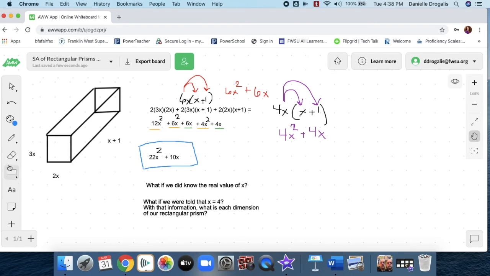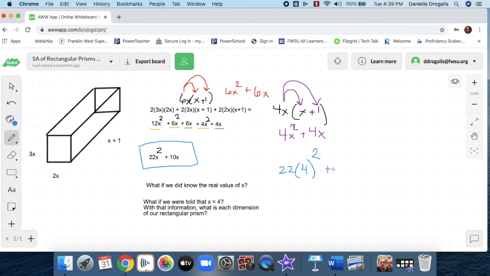But now let's say, maybe I'll do some writing. Now let's say we know the value of x, and so we're going to do 22 times, I'm going to use parentheses because I'm substituting 4 in for x. Whenever you substitute, parentheses are your best friend. Okay, notice I wrote the first term exactly how it was, but now that I know that x is 4, I've replaced x with 4.